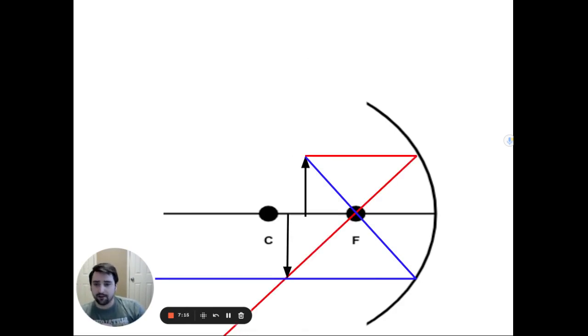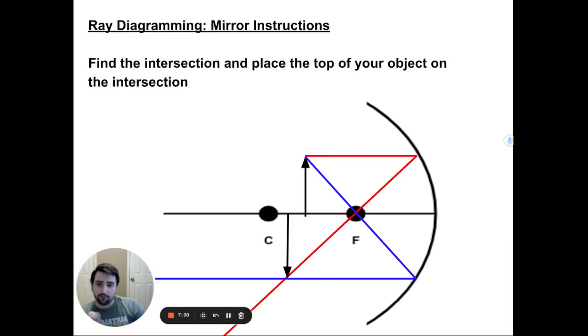But then I have this intersecting point right here, and that's where I'm going to put the top of my object. So I've got the top of my object is what is reflecting these lines. So then the top of my object is where the intersection happens as well. So find the intersection, put the top of your object there. So if this were a candle, the flame of the candle would be put right here. And what we'll see is that the object is actually inverted.